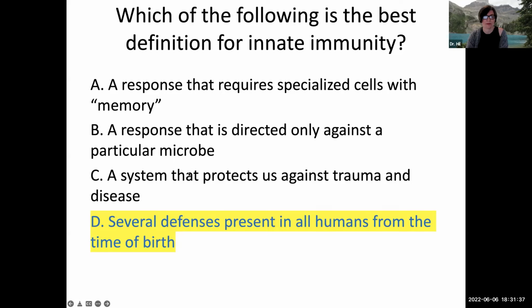All right. From my perspective, this is the best answer. It's clearly not something that requires memory. It doesn't learn, and it's not that specific. This is a little bit too general. It doesn't protect us against all trauma and disease. However, it is some particular defenses present in all of us from the time that we're born.